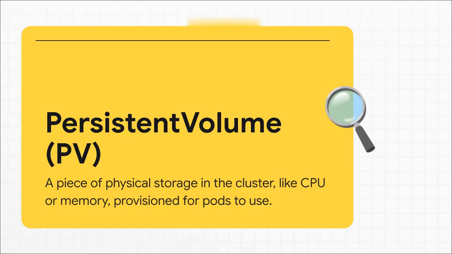Honestly, the best way to think about a PV is just as another resource in the cluster, kind of like CPU or RAM. It's a real chunk of storage, like a network disk, that an admin has set up and made available for apps to use.